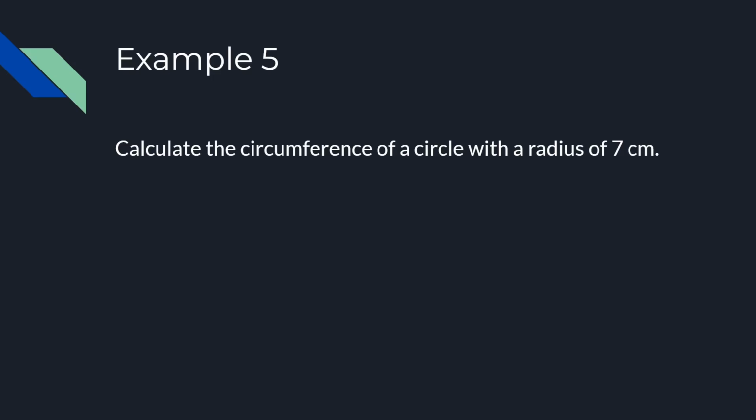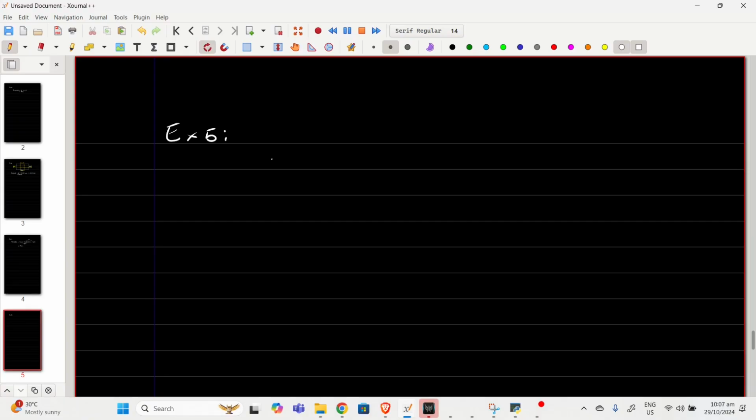Here's an example. Calculate the circumference of a circle with a radius of 7 centimeters. So, the circumference is equal to 2 pi r. So, we calculate c as being equal to 2 into 3.142 into r, which is 7 centimeters.